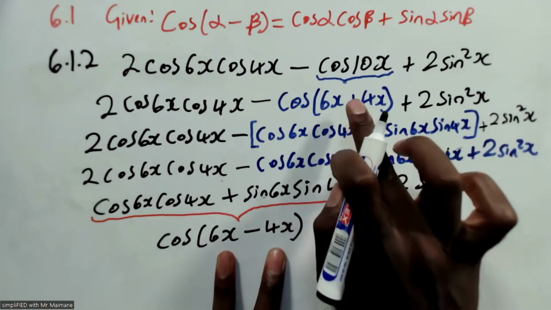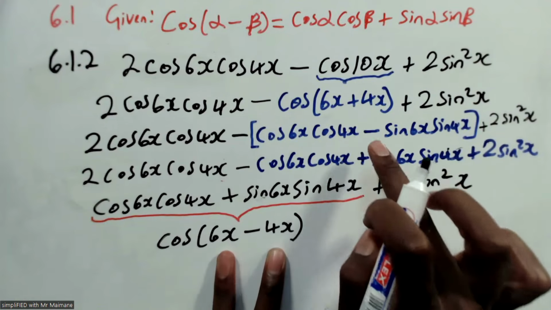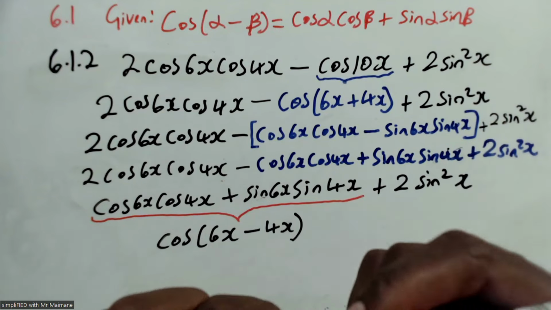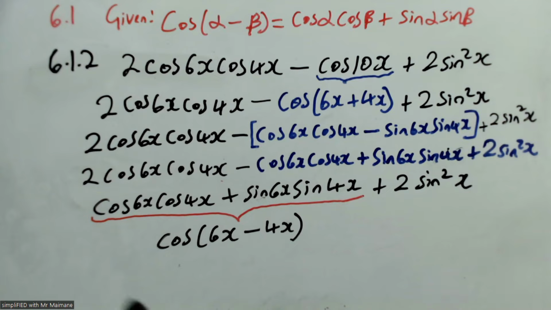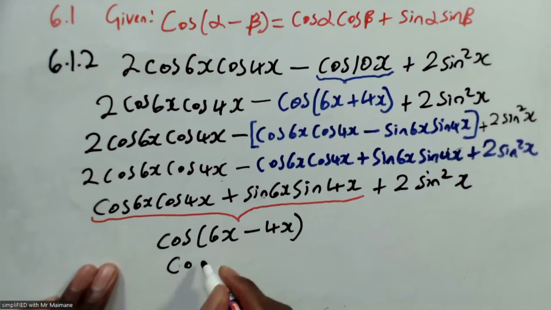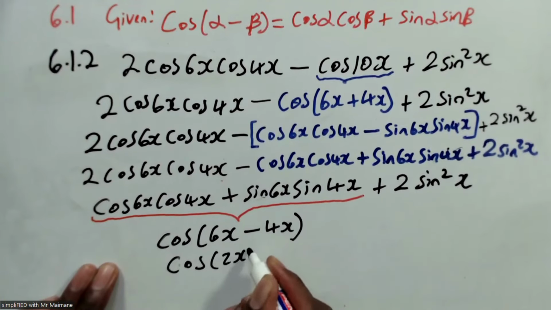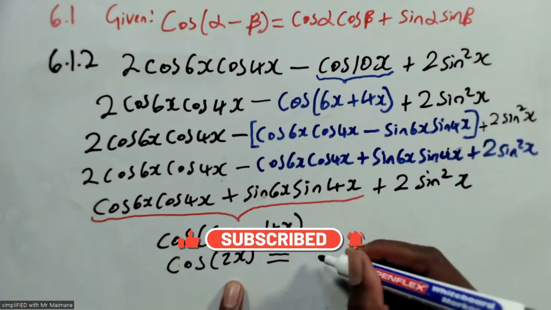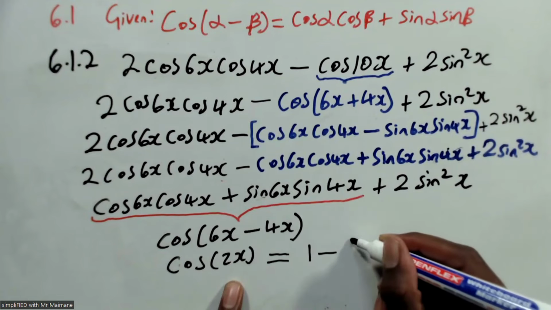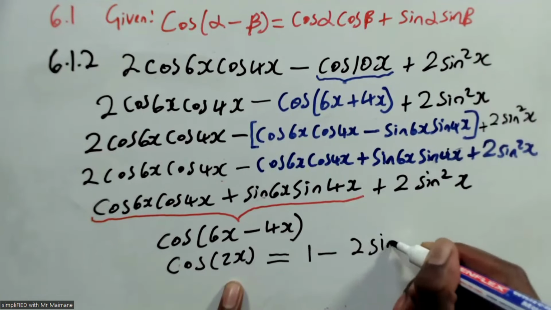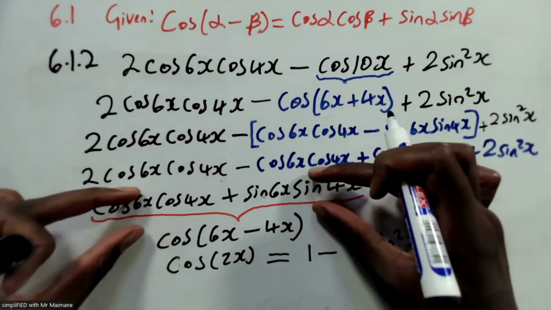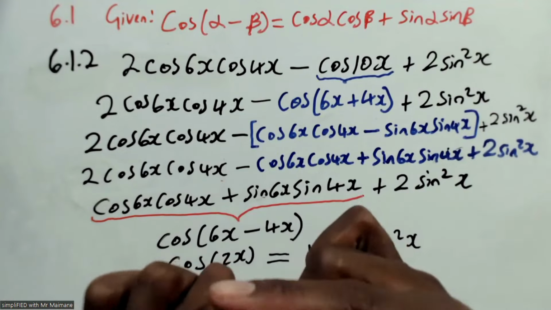Because here it was a plus, here we have a minus. And from here, everyone can see that cos 6x minus 4x is then going to be just cos 2x, which is now a double angle. And we know that cos 2x is the same as 1 minus 2 sine squared x. This is just a deeper meaning that I'm giving from this to this, from this to that. But let's go with it.